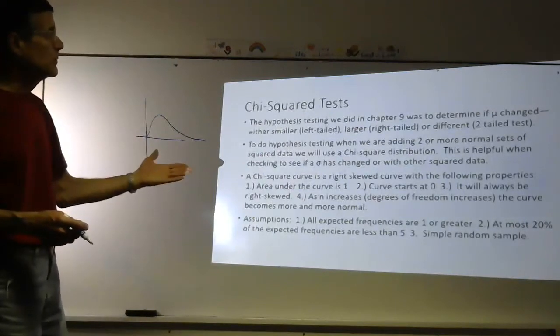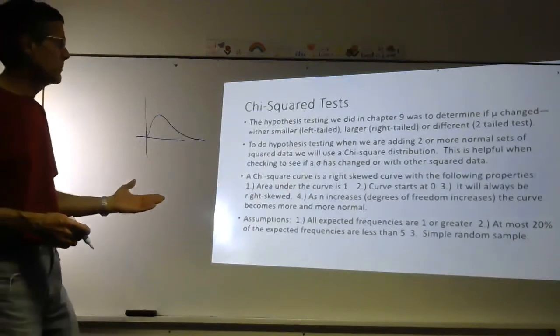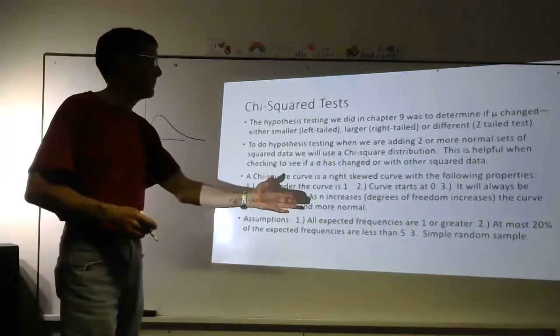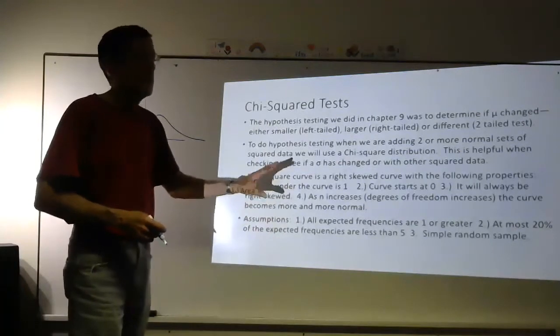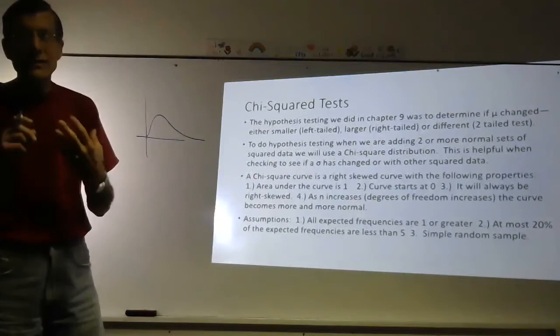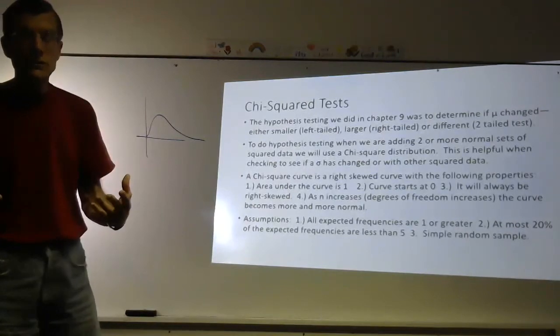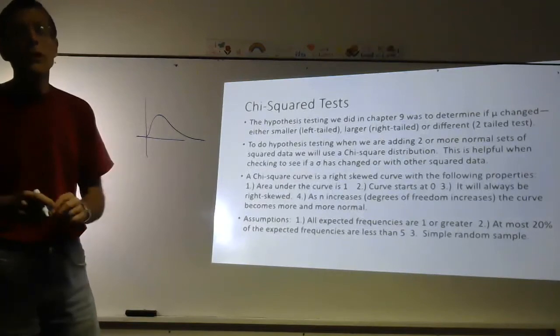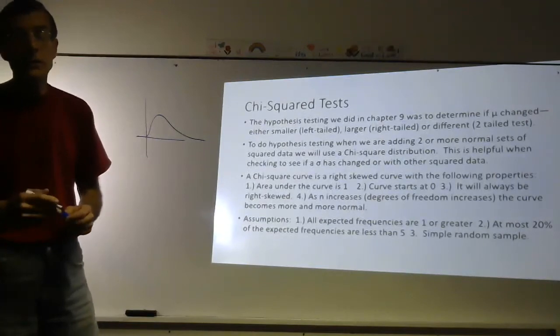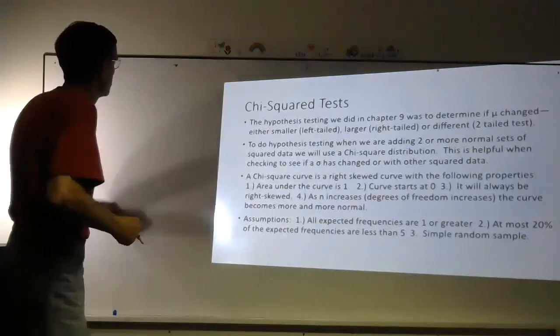All expected frequencies are 1 or greater. At most, 20% of the expected frequencies are less than 5, simple random sampling. These are the assumptions for chi-square testing. As I said, we're going to keep it ultra simple. I just want you to be able to set up a problem and do the problem to have some kind of experience with chi-square problems. Okay?